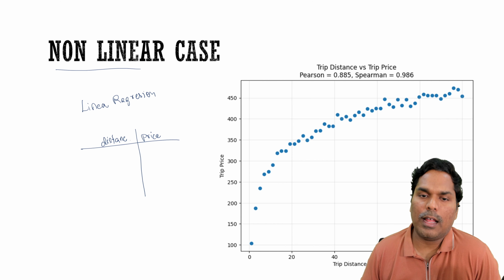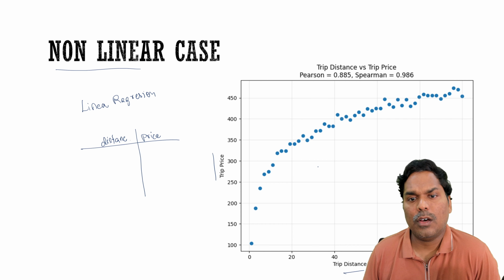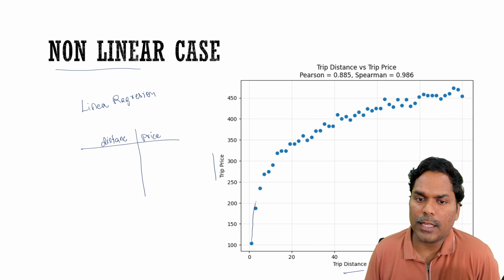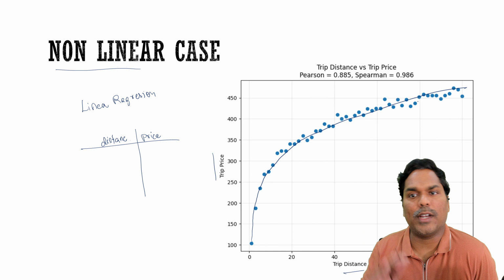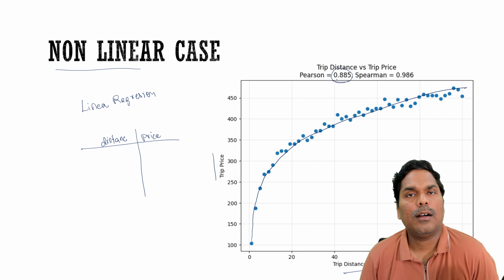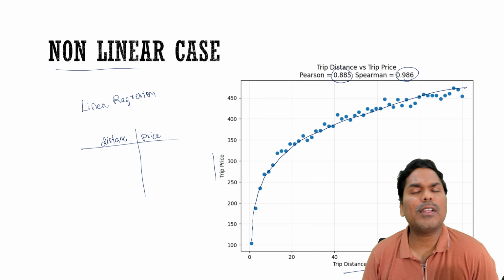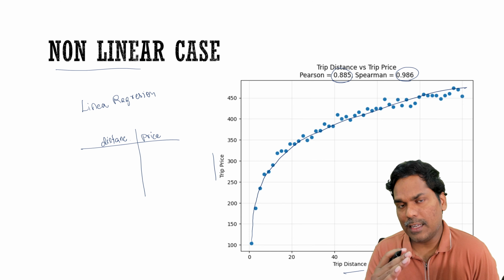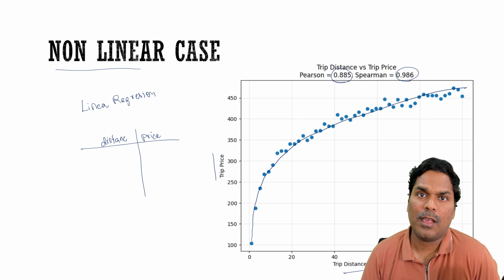So here I took another example, trip distance versus trip price. If you observe clearly, the relationship is not linear. It is increasing, but that increment is getting saturated, if you notice. When you look at the correlation coefficients, Pearson still gives 0.88, whereas Spearman says 0.986. So what is the difference here? Pearson's is showing a slightly lower relationship. Spearman is still showing a high relationship. What this means is there is a non-linearity here.